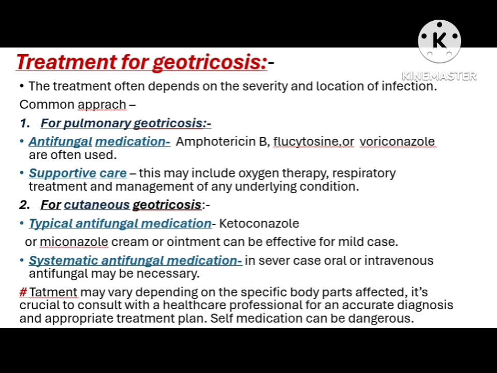Common approaches are: first, for pulmonary geotrichosis, antifungal medication. Amphotericin B, flucytosine, or voriconazole are often used. Supportive care may involve oxygen therapy, respiratory treatment, and management of any underlying condition.